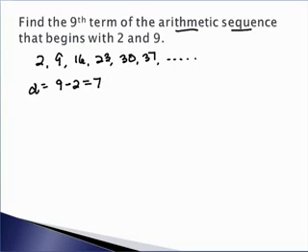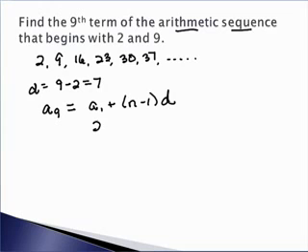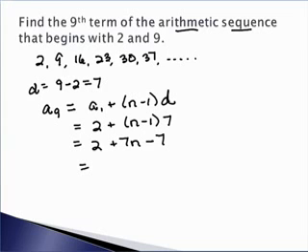Okay. The 9th term, though, I am getting too lazy to keep adding on 7. So I'm going to use my formula. I want the 9th term, so I need to know the first term plus n minus 1 times d. The first term is 2. The difference is 7. And we'll distribute. Combine like terms. And I get 7n minus 5.